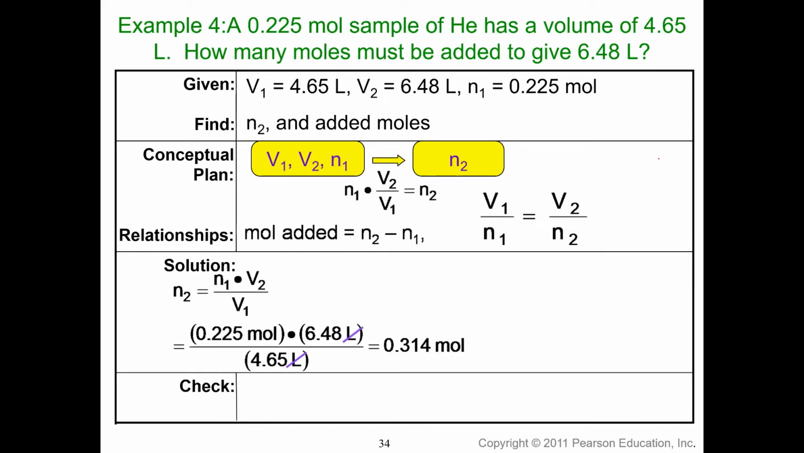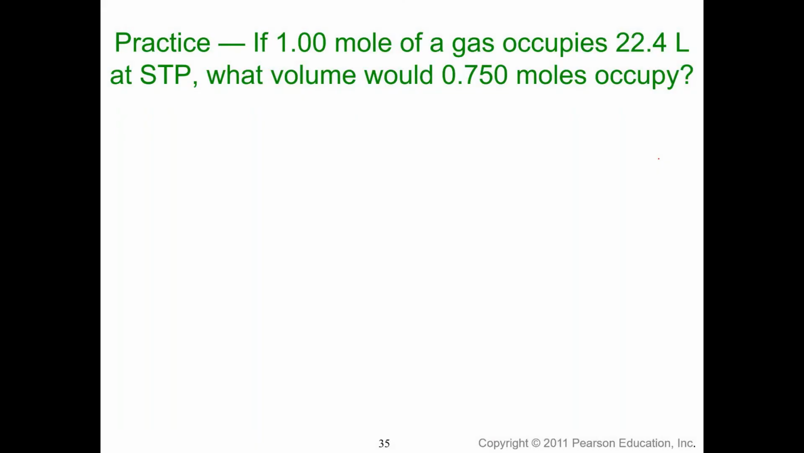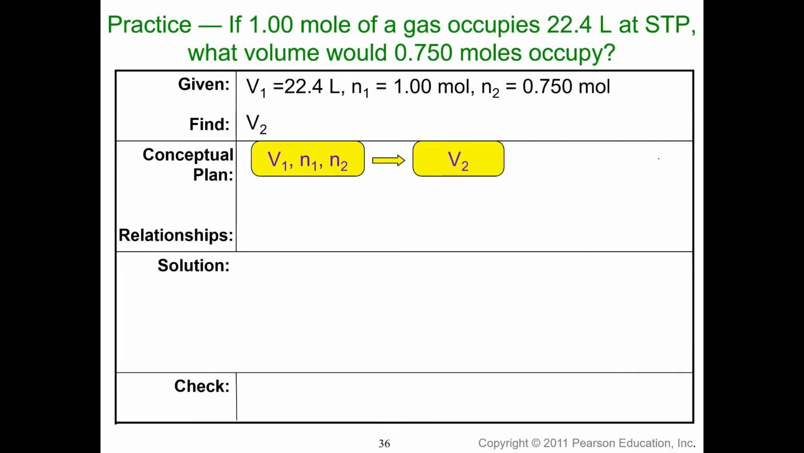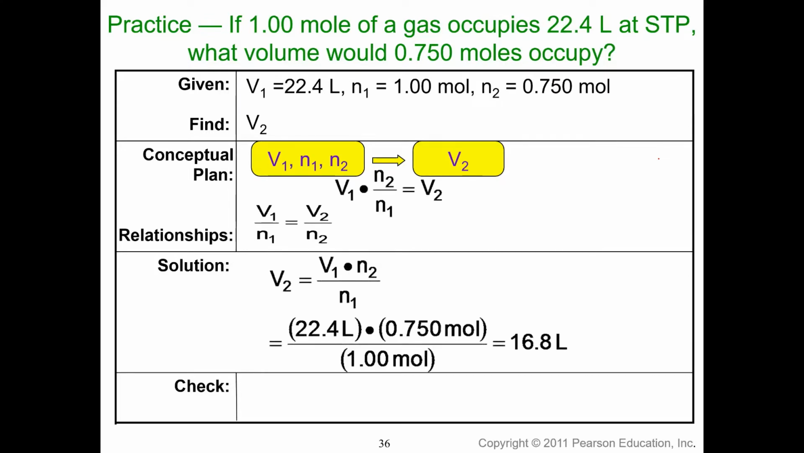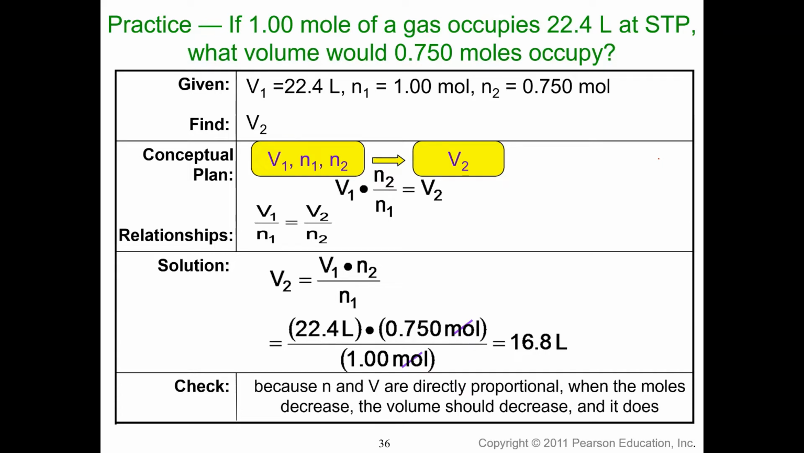Okay. Now you see here, we find what N2 is, right? And then we have to subtract it because we want to find out how many moles were added. Another problem, right? Calculating for V2, right? That's it. Easy, right? Okay.